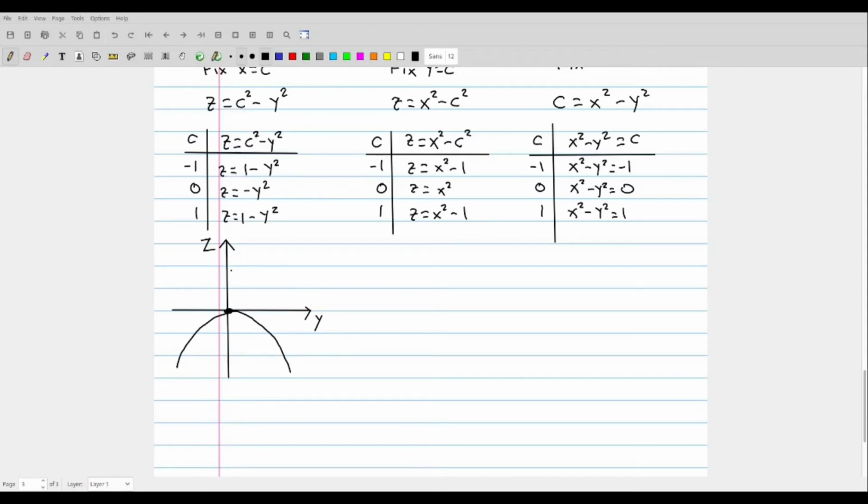And when c equals both -1 and +1, we also have a parabola opening down, but shifted up by 1. So this corresponds to c equals 0, this corresponds to c equals 1, and c equals -1. And for any other value of c, you're going to have a parabola that's opening down like that.